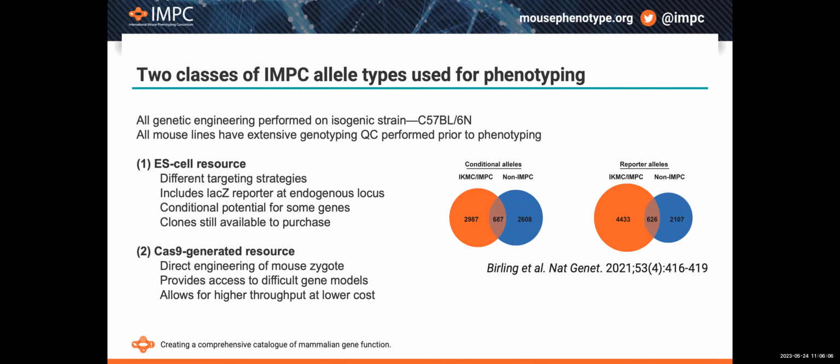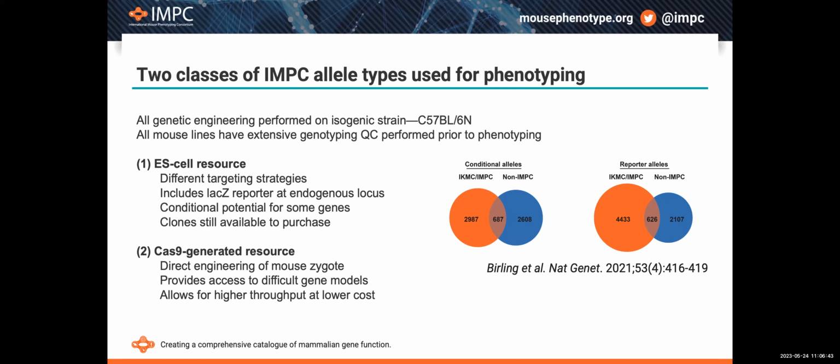So we think about the allele collection that's used for phenotyping. We have two major classes: the ESL resource and the Cas9 generated resource. And it's very important to know that these are all done on isogenic strains, so this is a C57 Black 6N substrain. Importantly, all of the mouse lines have extensive genotyping quality control before going to phenotyping. What this does is ensure that the people who are going to take up these mice should be able to reproducibly repeat these phenotypes that we observe.